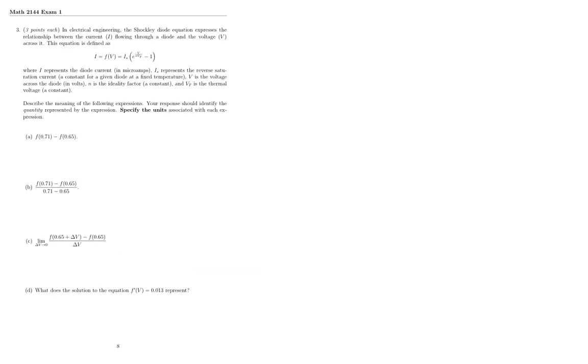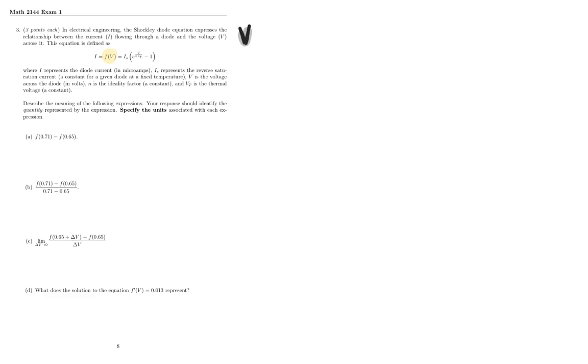Next, it says I have this Shockley equation given by that, where I represents the diode current, and I sub S represents the reverse saturation current. So describe the following expressions, specify the units. One thing you want to look at is what are my independent and dependent variables here. So this part right here is a big clue. It's telling me that the independent variable is V.